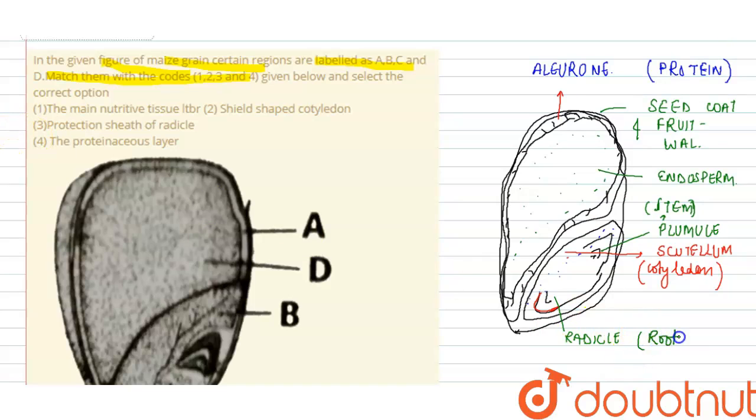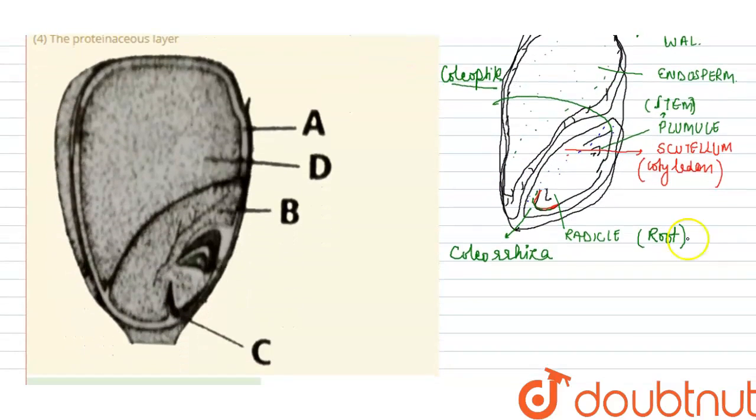Now the radicle is covered by a covering which is known as the coleorhiza. Rhiza means roots. And the plumule is covered by a covering which is known as the coleoptile. Okay, now since I have named everything, we'll go back to our diagram and mark it, and then we'll go back to our options.